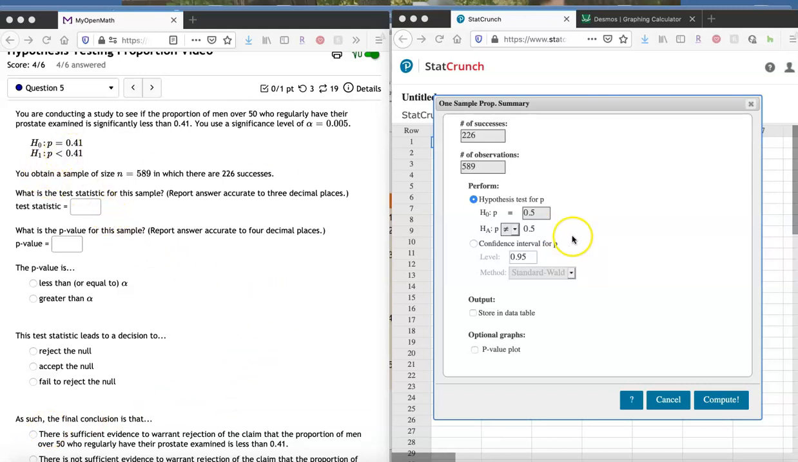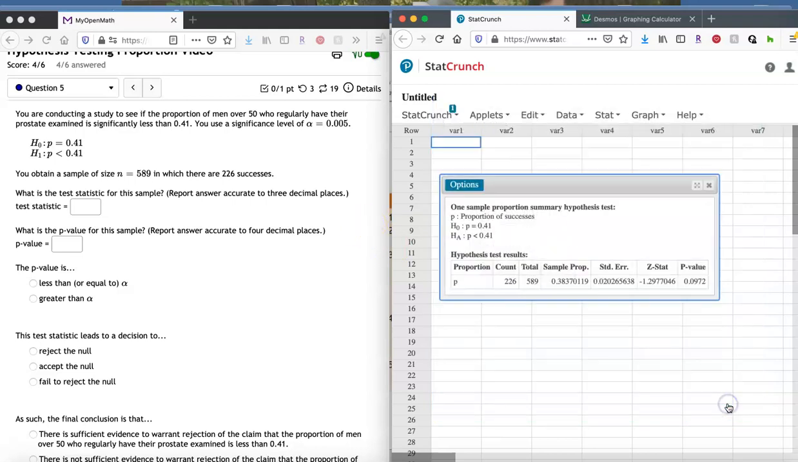Okay. Our proportion is 0.41, so let's put that in. And we want the less than, and we want to compute. Your test statistic is the z, -1 point, and we want 3 decimal places, so that would be 298.